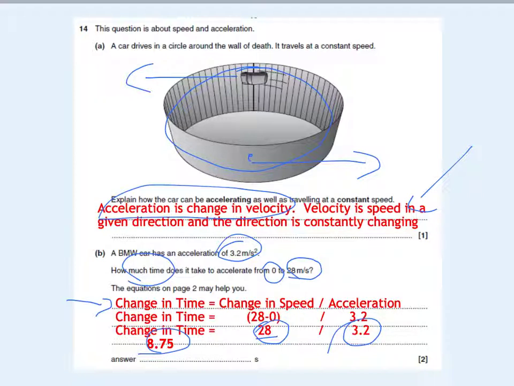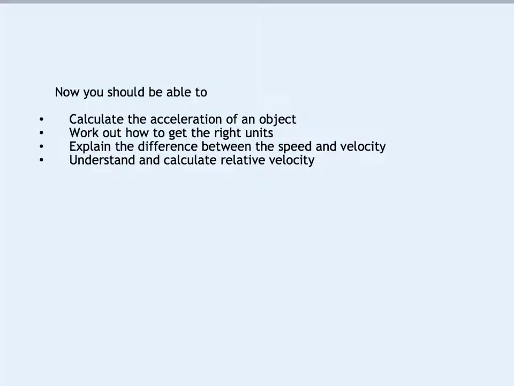Right, we're now coming to the end of this, so let's look at what you now should be able to do having watched this presentation. You should now be able to calculate the acceleration of the object, and you should be able to get the right units. Remember, you do to the units exactly the same as you do to the numbers, and you shouldn't go far wrong. Thirdly, you should be able to explain the difference between speed and velocity. It's that idea about the given direction. And finally, you should be able to understand and calculate the relative velocity.